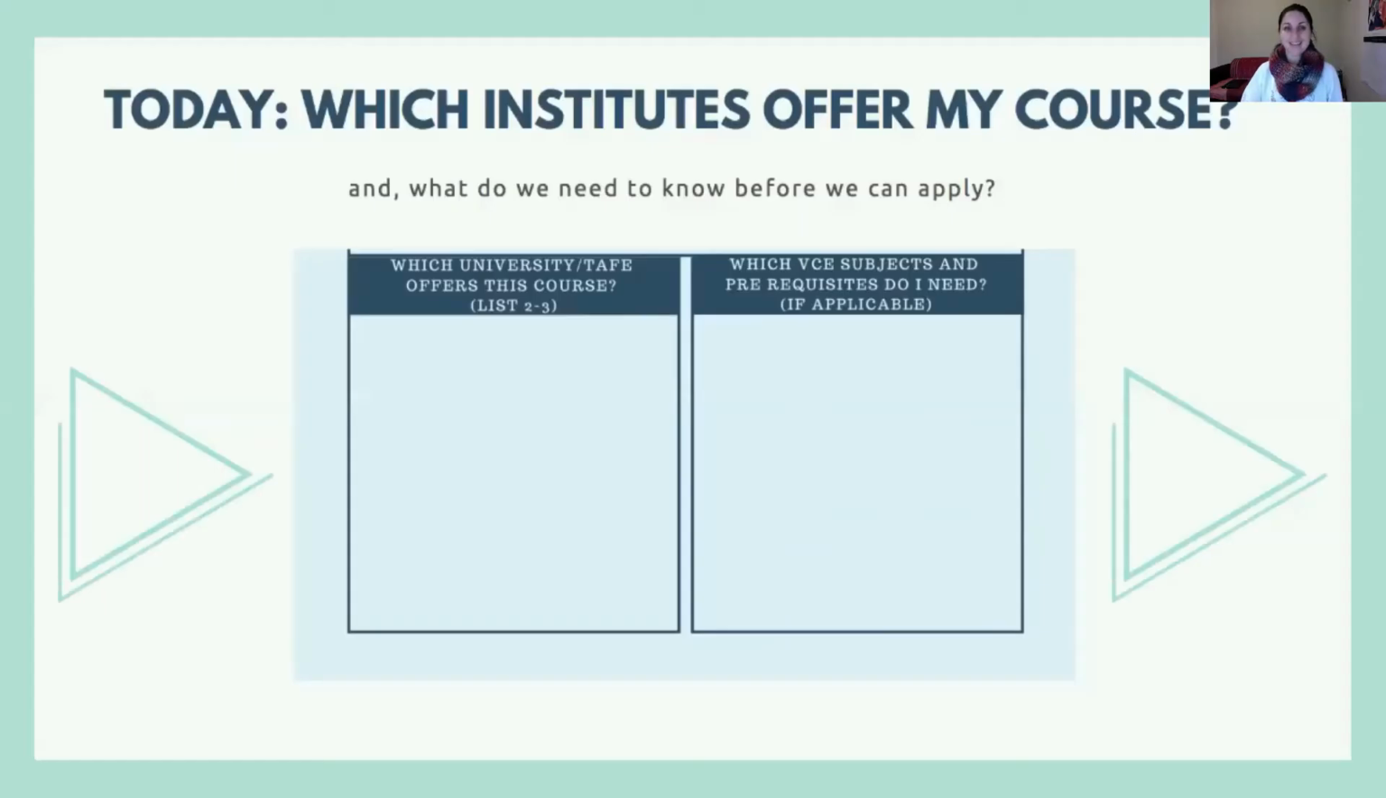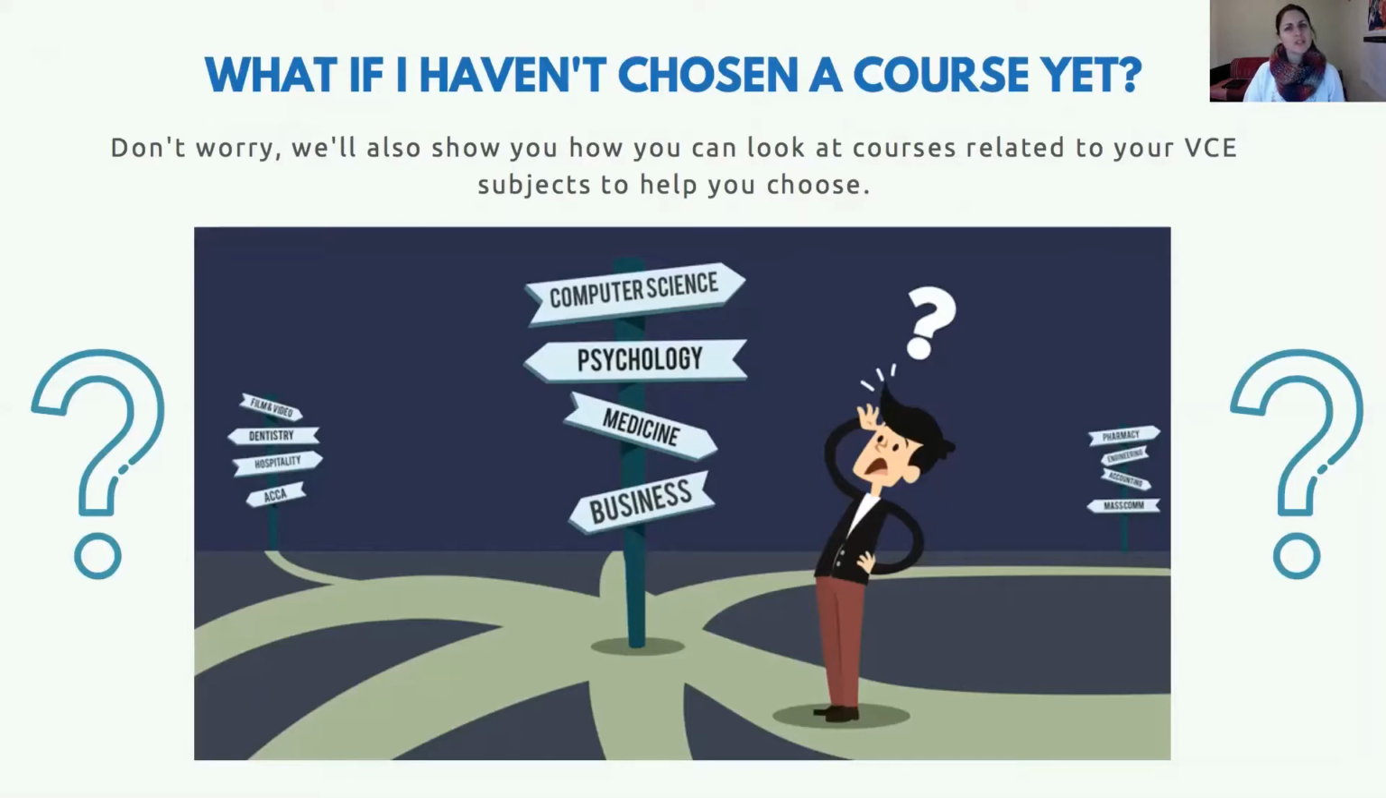Okay, so today we're going to be focusing on looking at how we can discover which institutes offer the course that you would like to study. And also, what do you need to know about the course before you'll be able to apply? So that's what we're going to be focusing on today. But if you're in the position where you haven't decided what course you would like to do yet, don't worry, we're going to be able to use the VTAC Course Search function for you to be able to explore courses related to a subject that you're interested in, even if you don't know what course that is yet. So we're going to do that together.